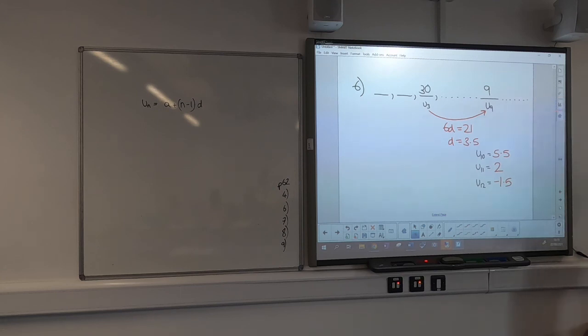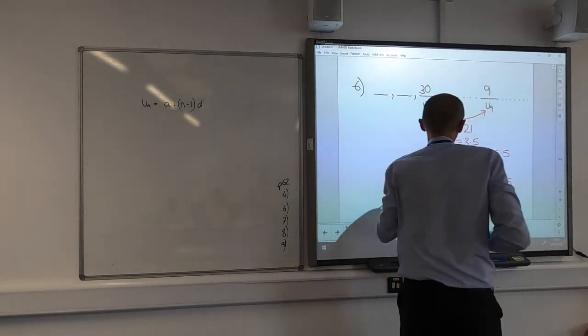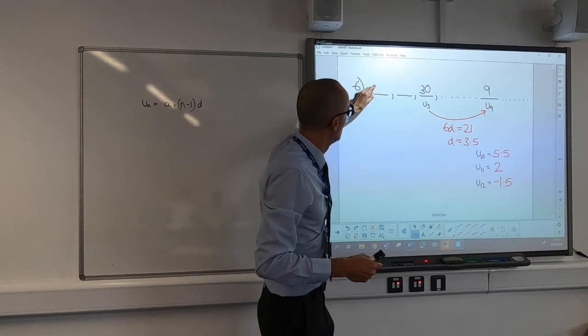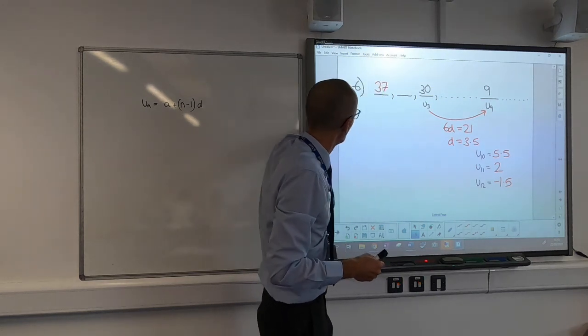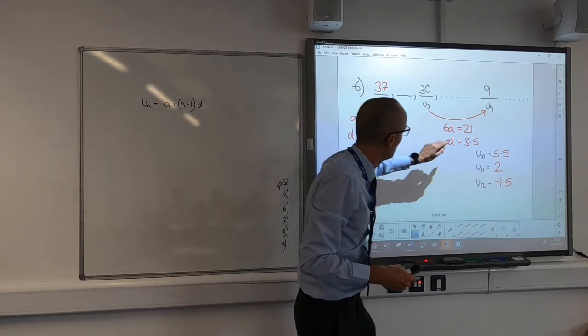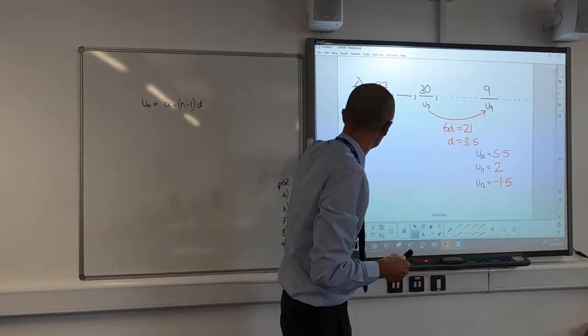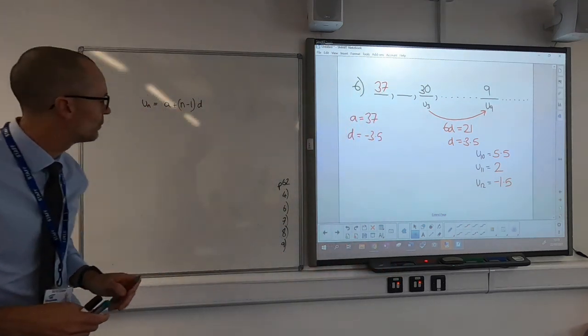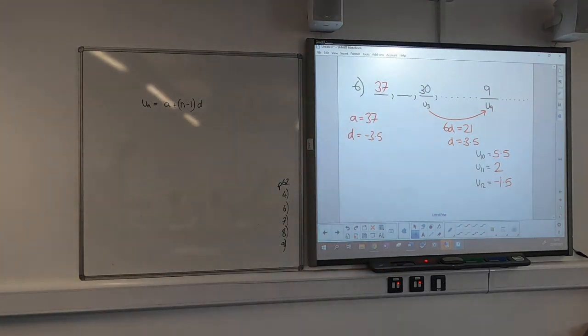So I do want to show you the algebraic approach for this one. The first thing I would do before I use the formula for this one is work out the first term. So that would mean adding 2 lots of 3.5. So A is 37, D is minus 3.5, I should say, shouldn't I? And they want me to say what's the first negative term.